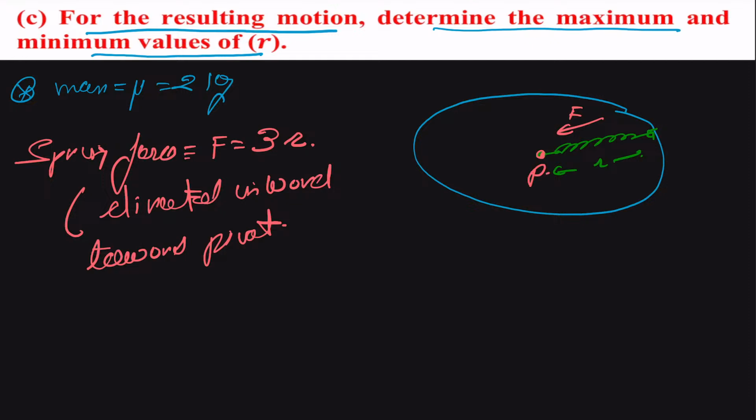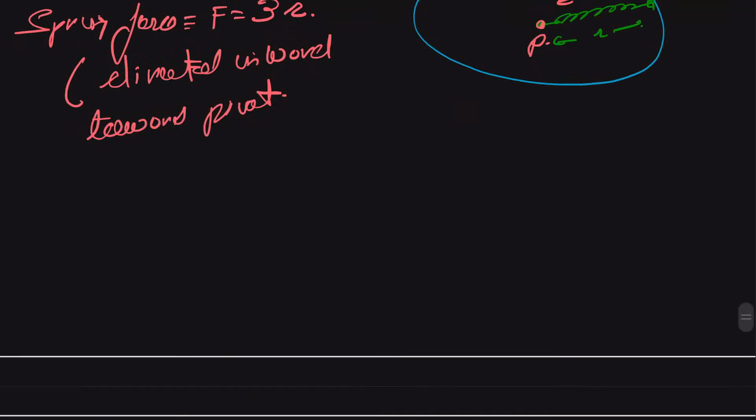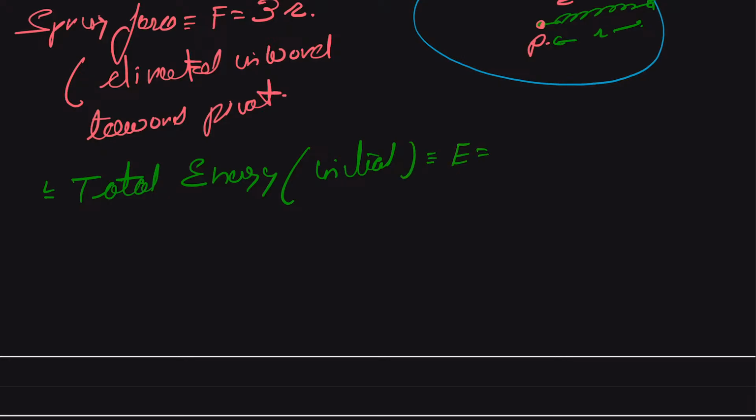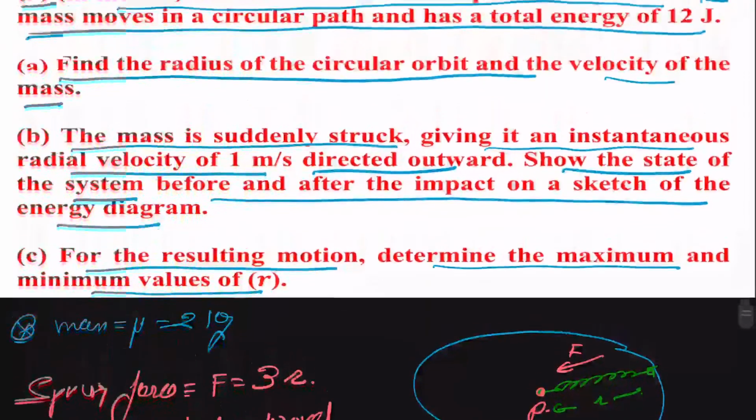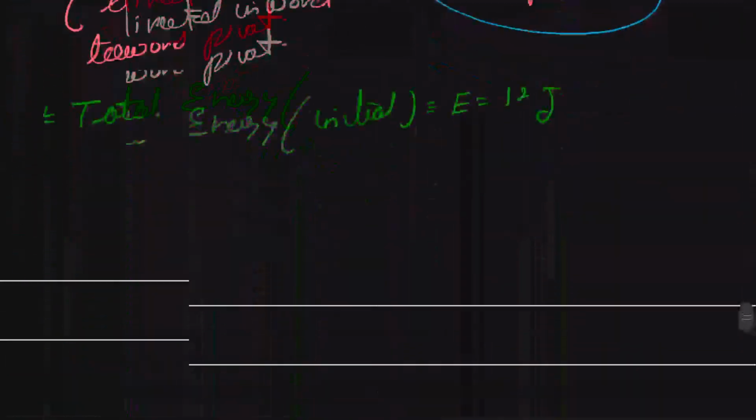Let us suppose that pivot point is P, and total initial energy E is given as 12 joules. Suppose that is our E, given as 12 joules, and it is given that initially it is moving in a circular orbit. So let's find out our first part, that is radius and the velocity of the mass.